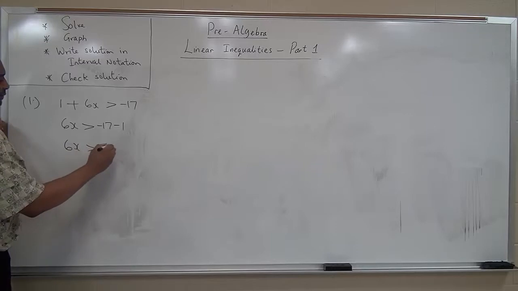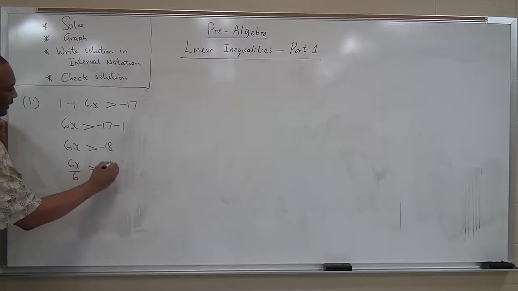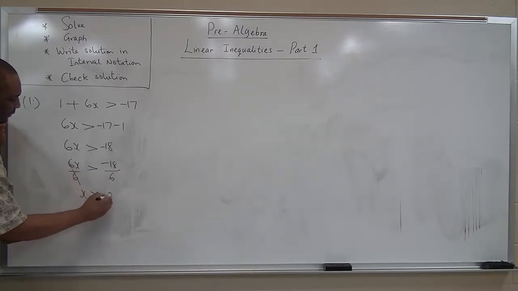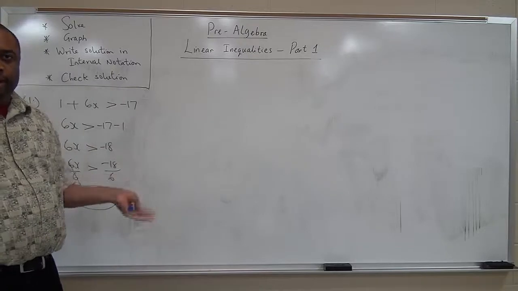6x is greater than negative 18, and you divide both sides by 6. And x will be greater than negative 3. And this becomes your answer. But you must not solve it the way I do.